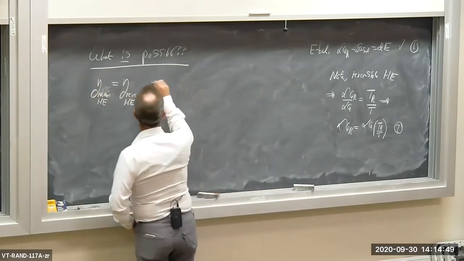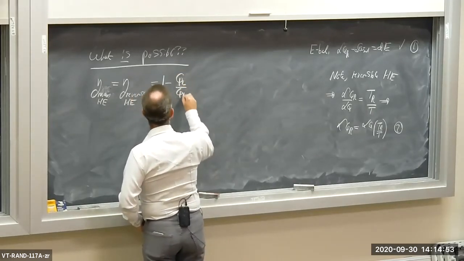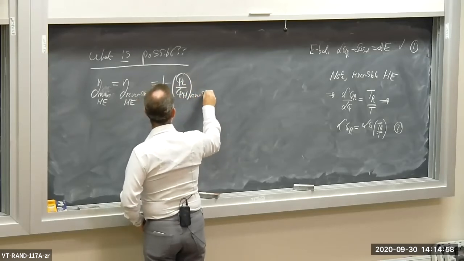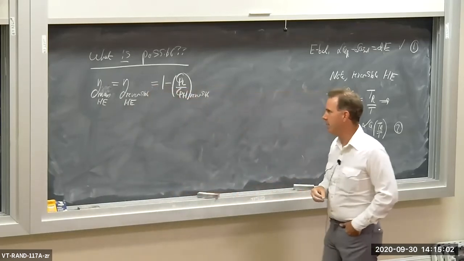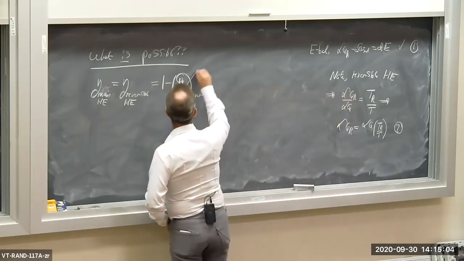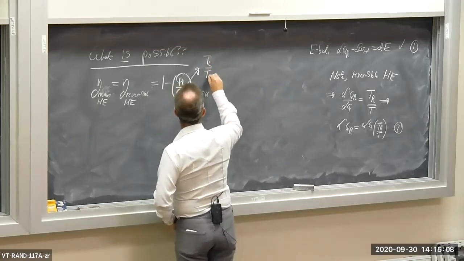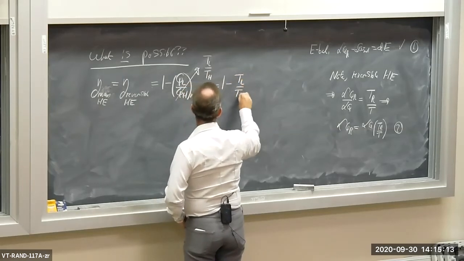And that efficiency is equal to 1 minus QL over QH for a reversible process. And this ratio, QL over QH reversible, is TL over TH. So this is 1 minus TL over TH.